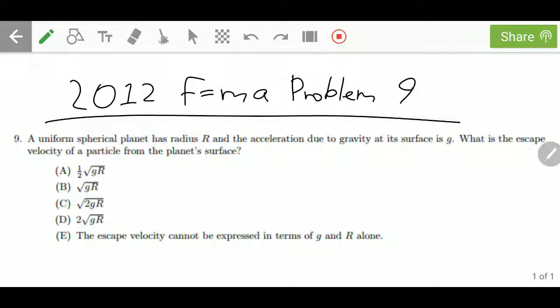Hello. In this video, I'm going to explain problem 9 from the 2012 F=ma contest. We have a uniform spherical planet with radius capital R, and acceleration due to gravity at its surface being g, and we're asked to find the escape velocity of a particle from the planet's surface.